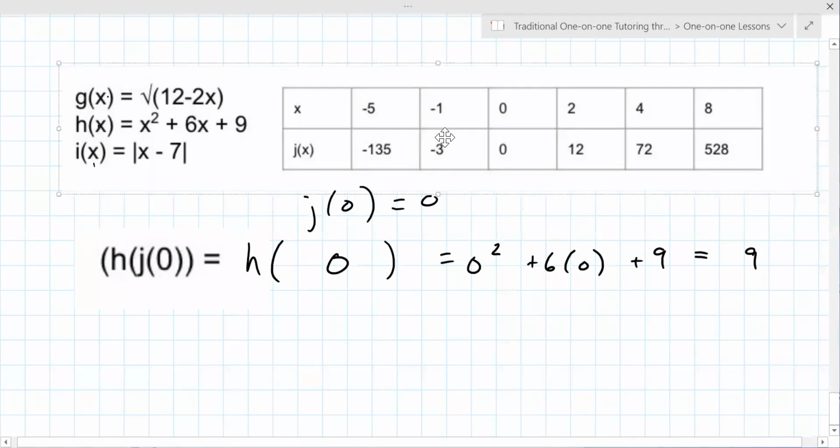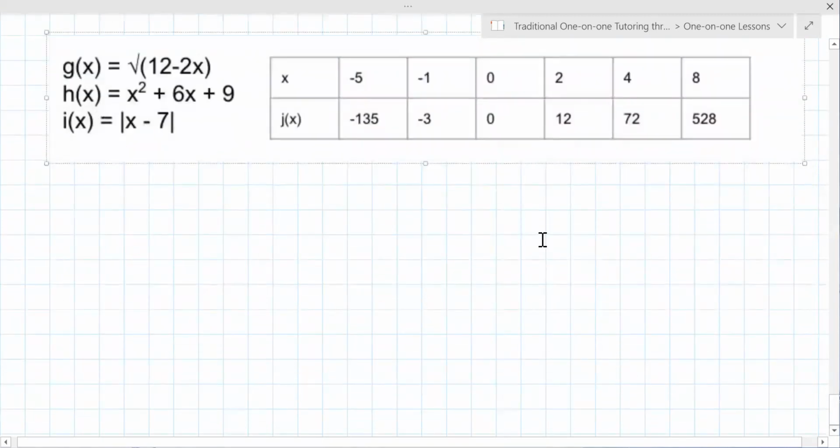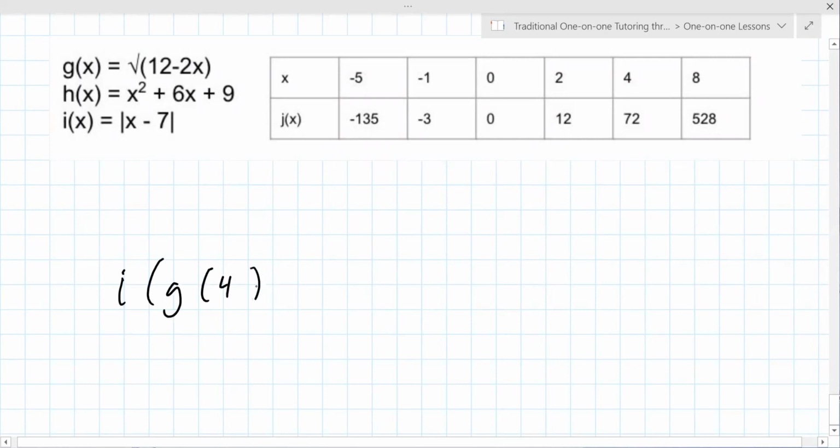Let's try and get you to do one more. I think if we just do a couple more of these, I think you'll get a full understanding of it. All right, so let's do I of G of 4.